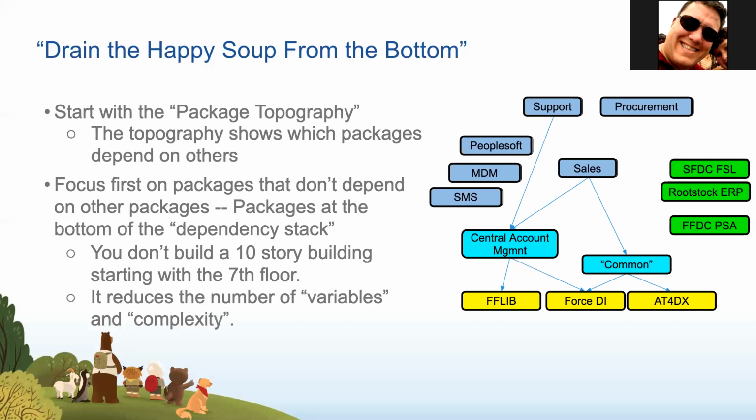Next point, the reason is that ultimately it just reduces the number of variables and complexity you have to deal with. Once you're sure that the packages down here are stable, if you have problems getting this one codified, most likely it's not because of those. And once you get this one stable and you're trying to codify the next one and get it deployed, if there's a problem, most likely it's not one of these two. That's the idea. So ultimately, I've termed it as you want to drain the happy soup from the bottom. If this represents the entire happy soup, you want to start working from the bottom layer and start draining that soup out from the bottom.